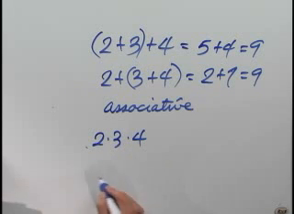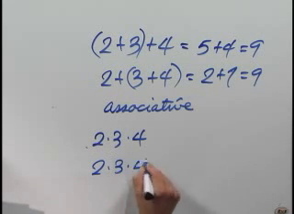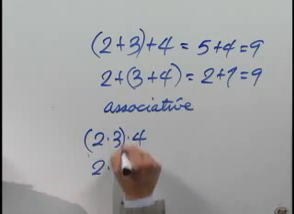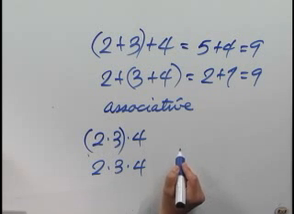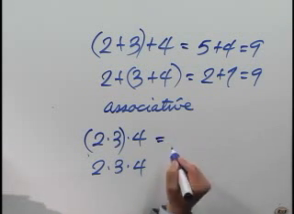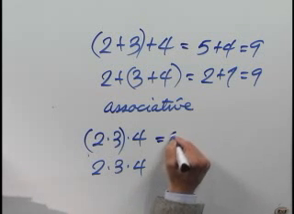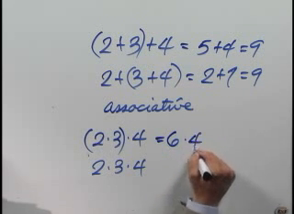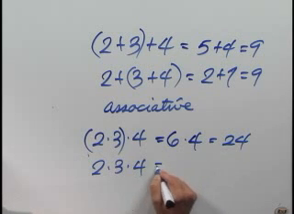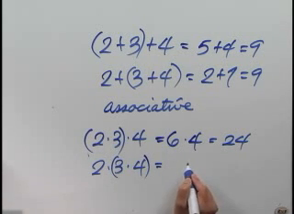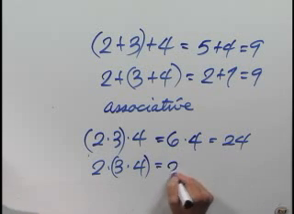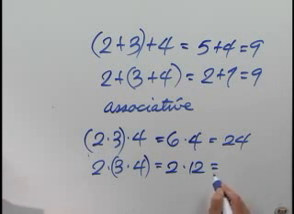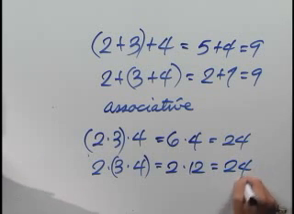You're probably aware of what we're going to do next, because the associative property also applies to multiplication. If you group the first two together, associate them with parentheses, I'm going to get 2 times 3, 6, times the 4, for a result of 24. If I group the second and third numbers together, 3 times 4, I get 2 times 12, and again, I get 24.